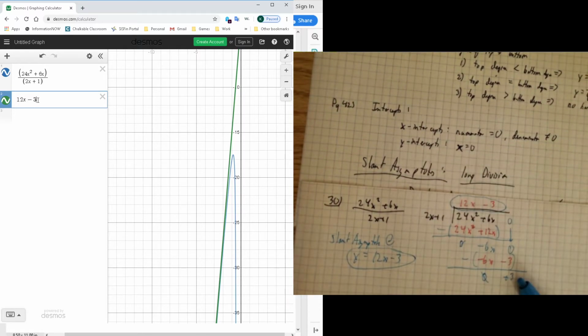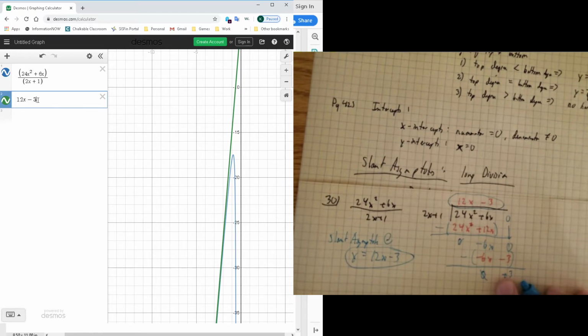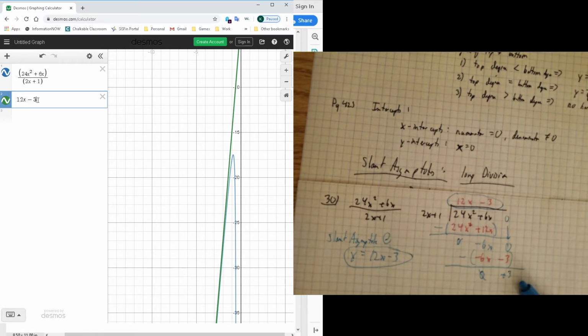And so if the question asks about any slant asymptotes, just do long division, and you'll always find your answer in the quotient. The remainder in this case is not useful. The plus 3, nothing. Who cares? It's the 12x minus 3 that is the quotient. It's the 12x minus 3 that is your slant asymptote. Okay.